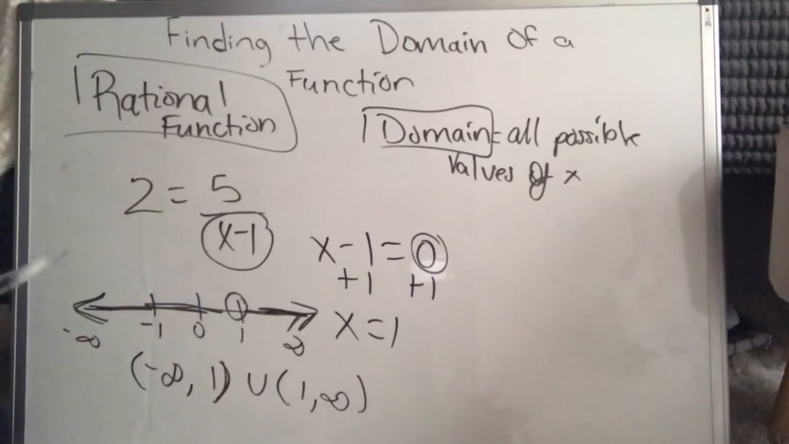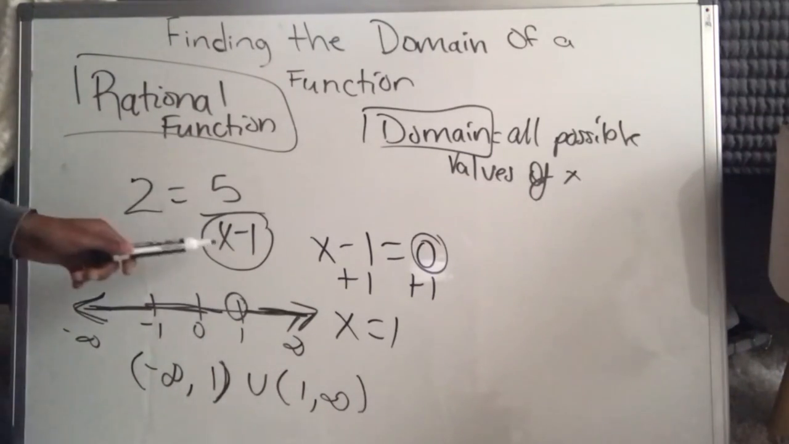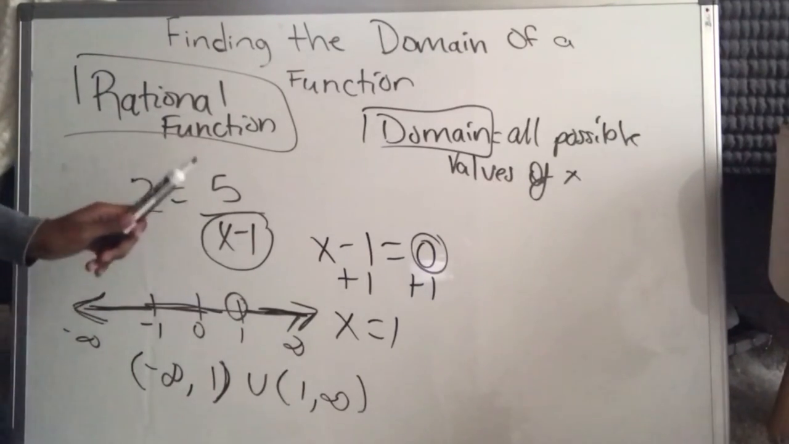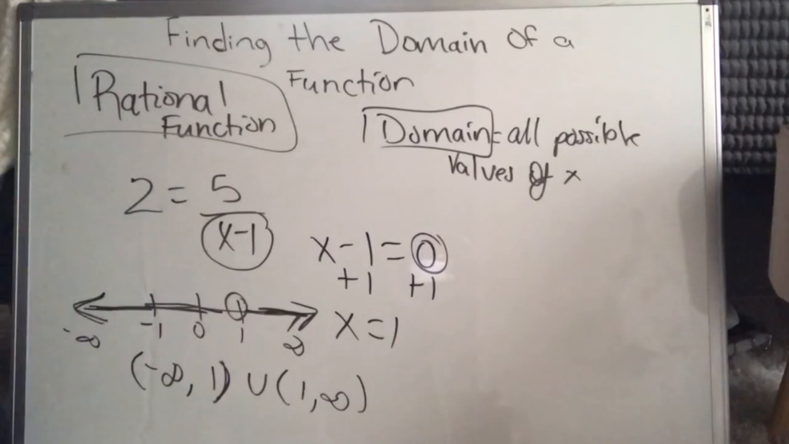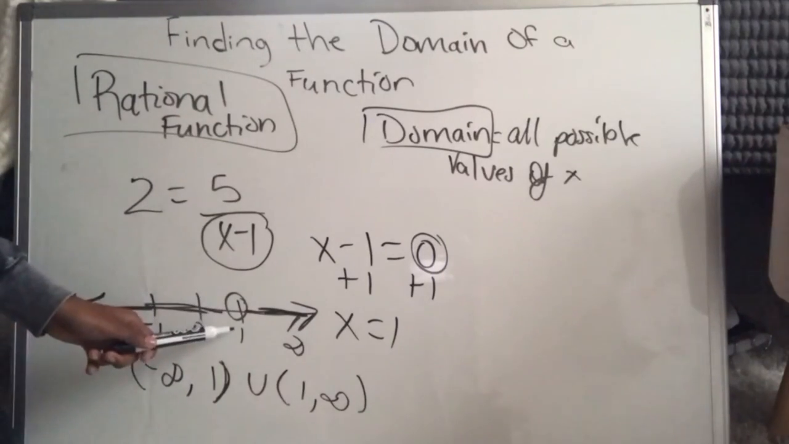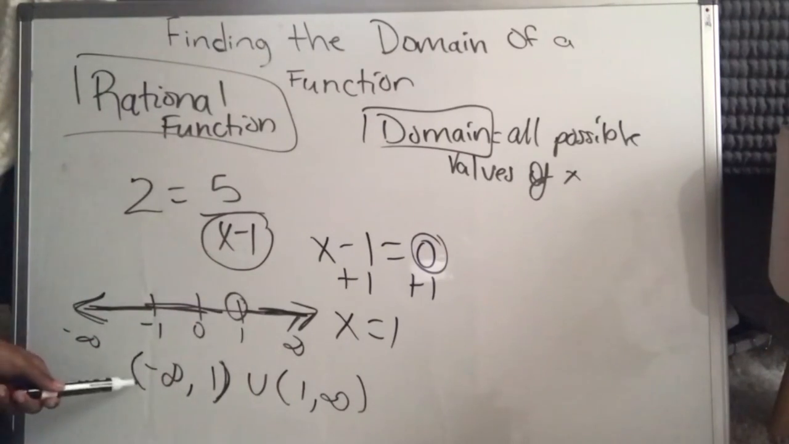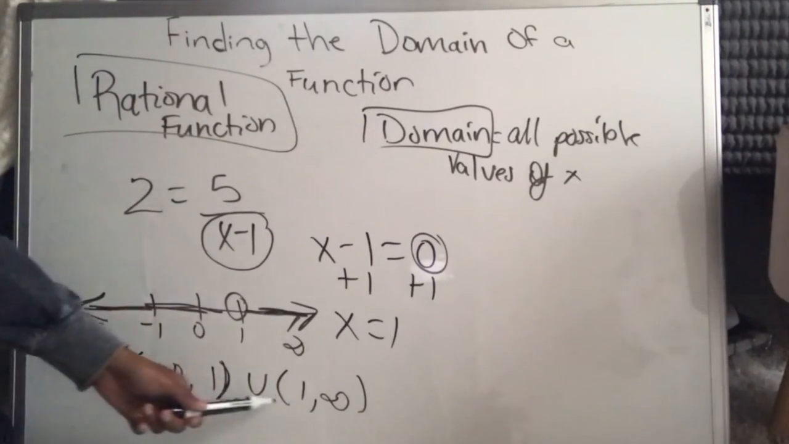Wherever you see an x, you'll solve and make sure that your fraction does not equal 0 in the denominator, because once again, that will make the function undefined. So therefore, we did not include 1 because 1 minus 1 gives us 0, and we use our interval notation in this manner.